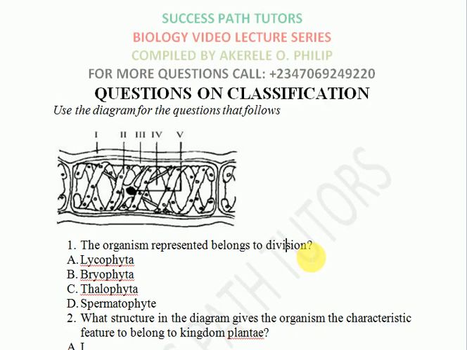Use the diagram for the questions that follow. The organism represented belongs to division what? Divisions are used for kingdom Fungi and kingdom Plantae. And we have different divisions under kingdom Plantae. So these options are some of the divisions. So as it is here, we have different options.